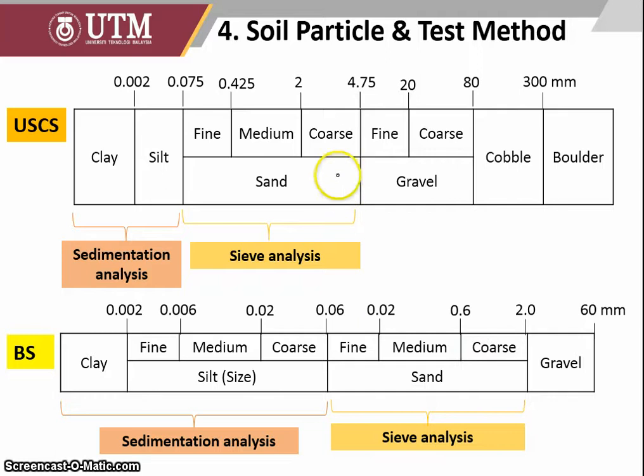And if I could highlight also, in USCS anything bigger than 4.75 mm is considered as gravel. Any particle smaller than 4.75 is sand. But compared to BS, in BS anything bigger than 2 millimeter is already considered as gravel. So sand is much smaller than that.